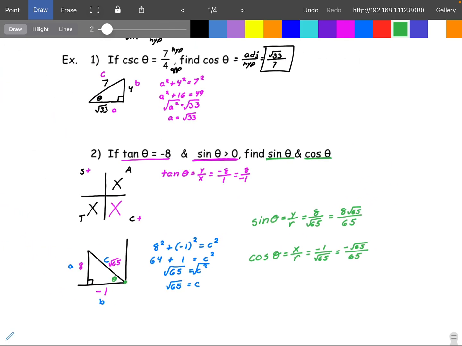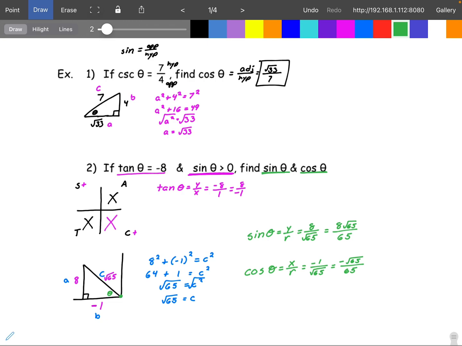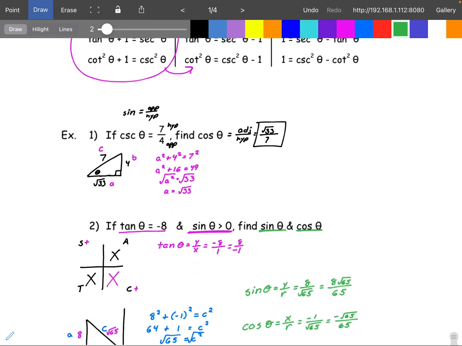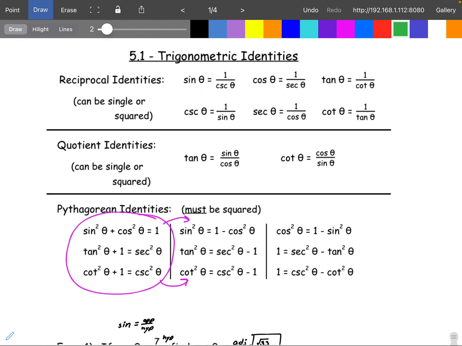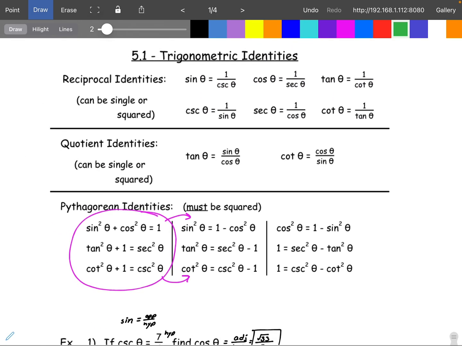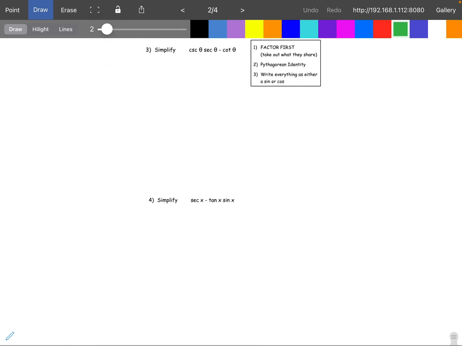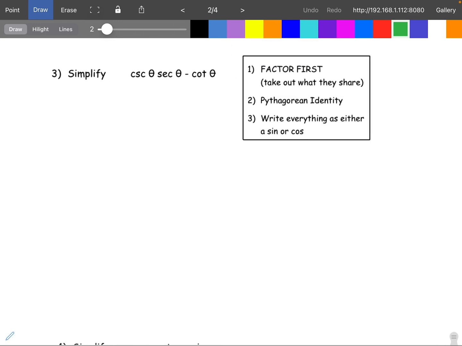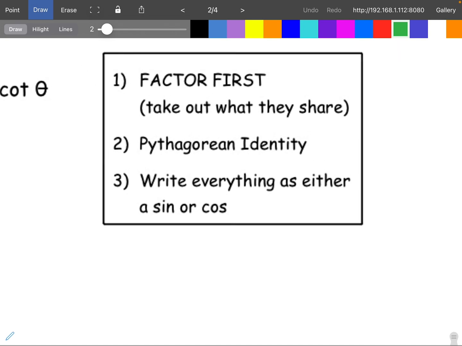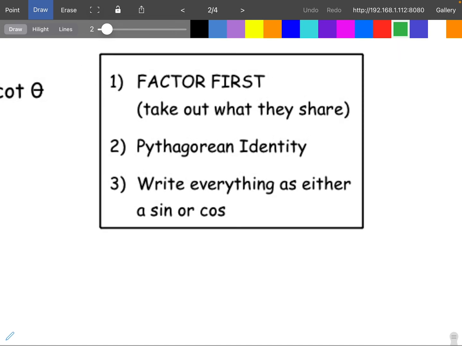So both of those problems, 1 and 2, are really kind of a review of what we did back in chapter 4. So now let's take these trig identities and really figure out what we're going to have to do with these. Now, when you start dealing with these trig identities, it's really kind of like a puzzle that you have to figure out. So we want to first come up with our strategies for how we are going to try to solve this puzzle.